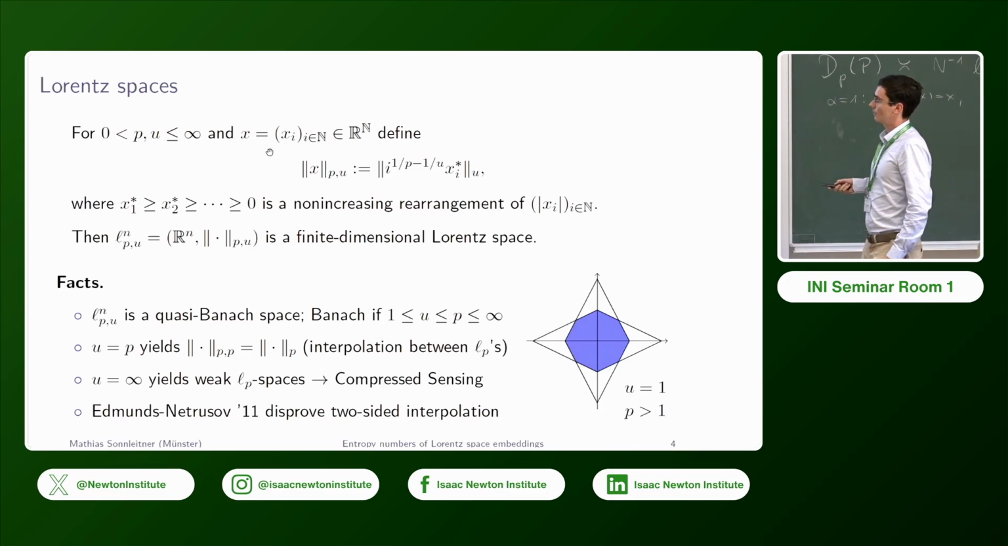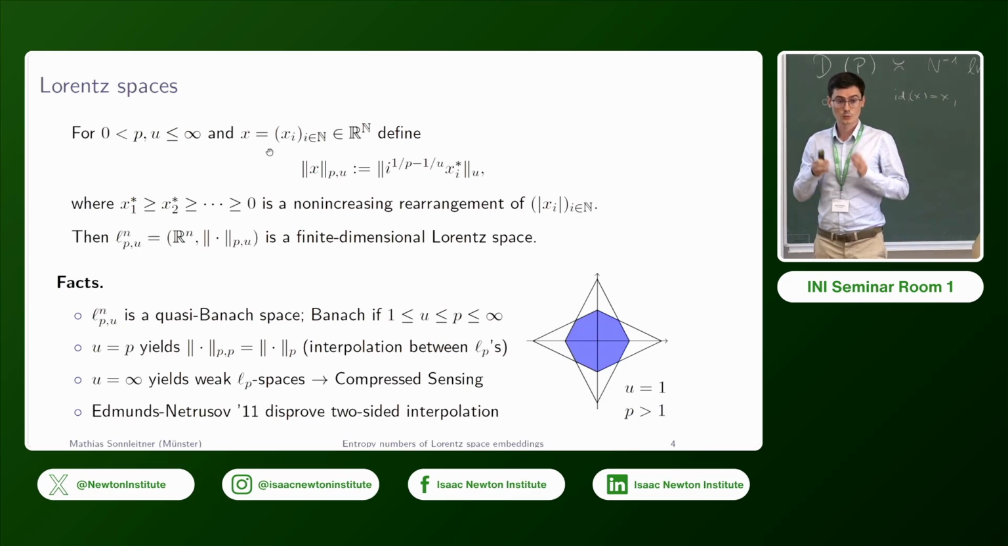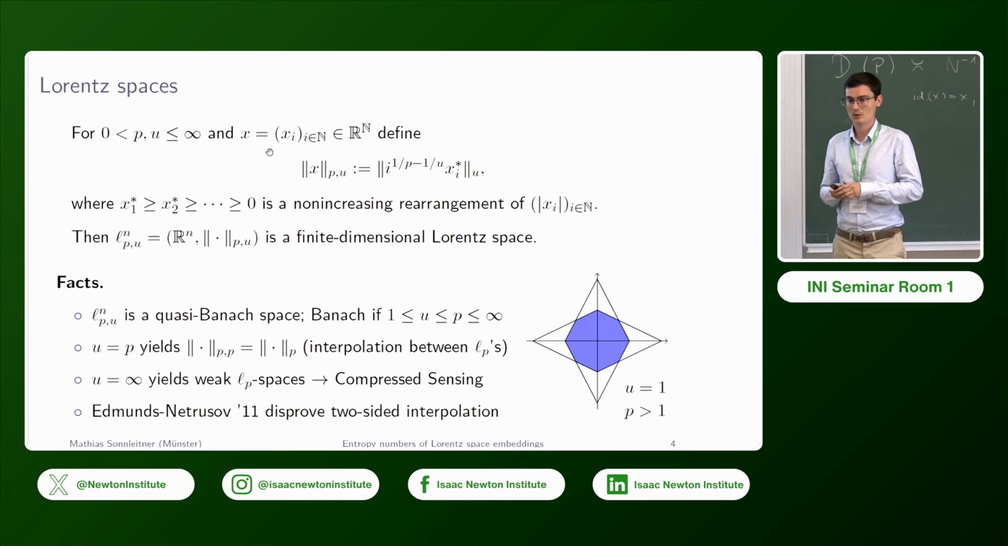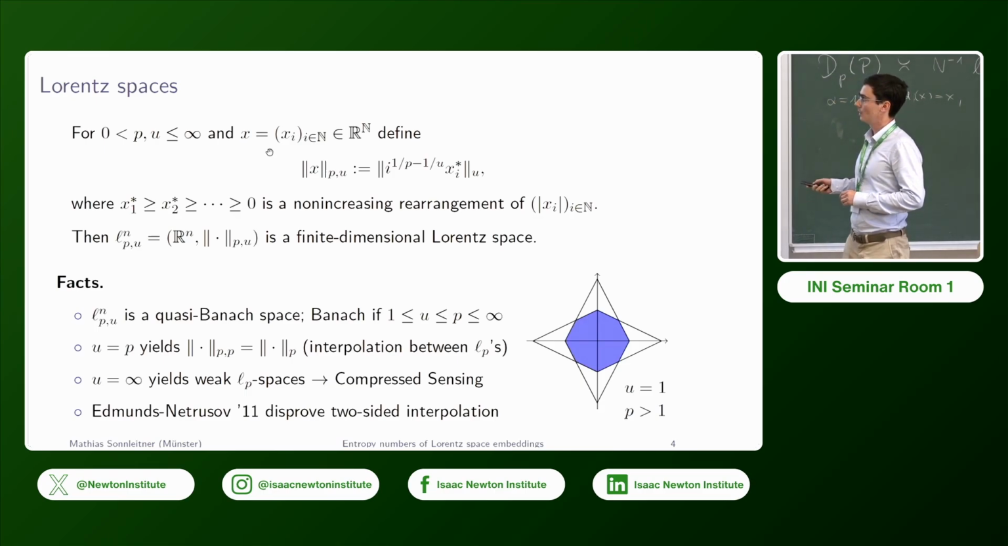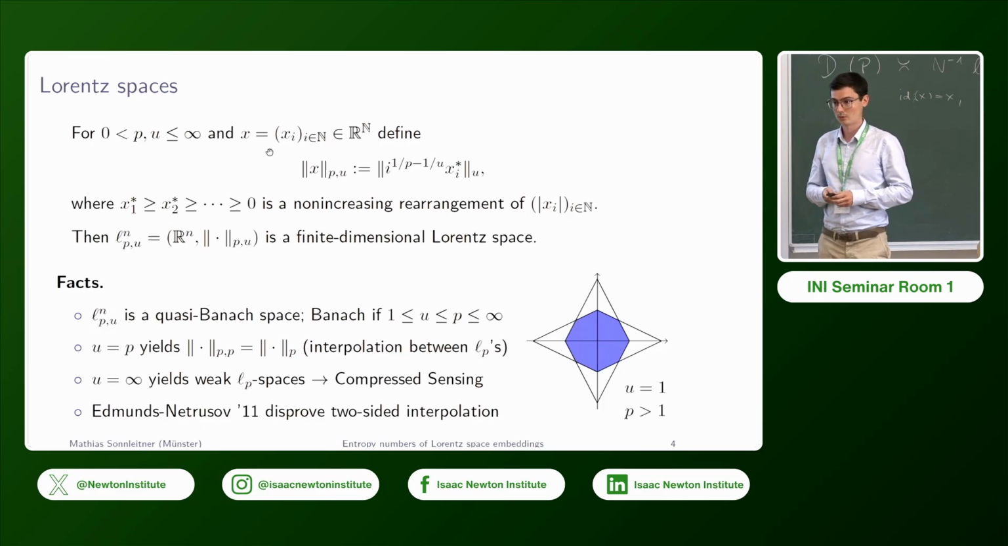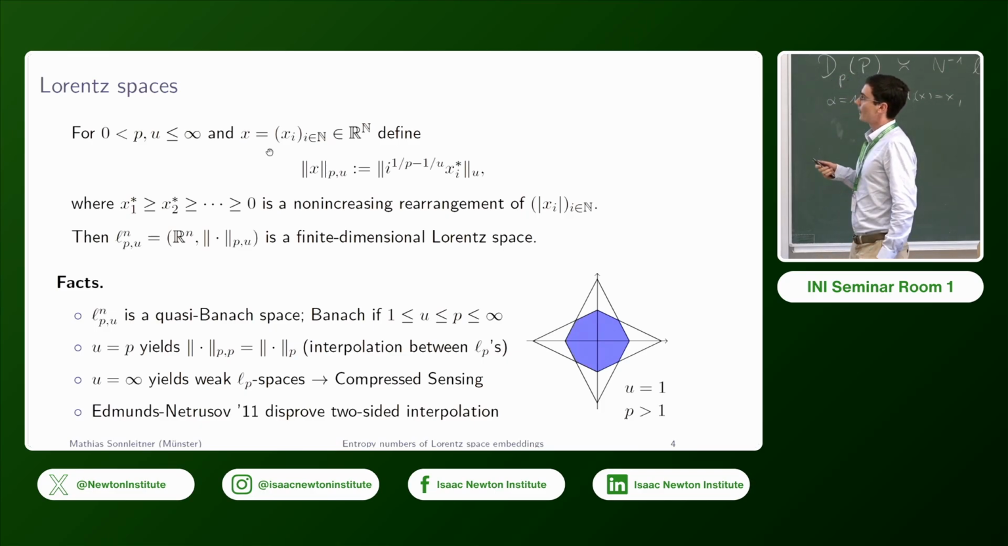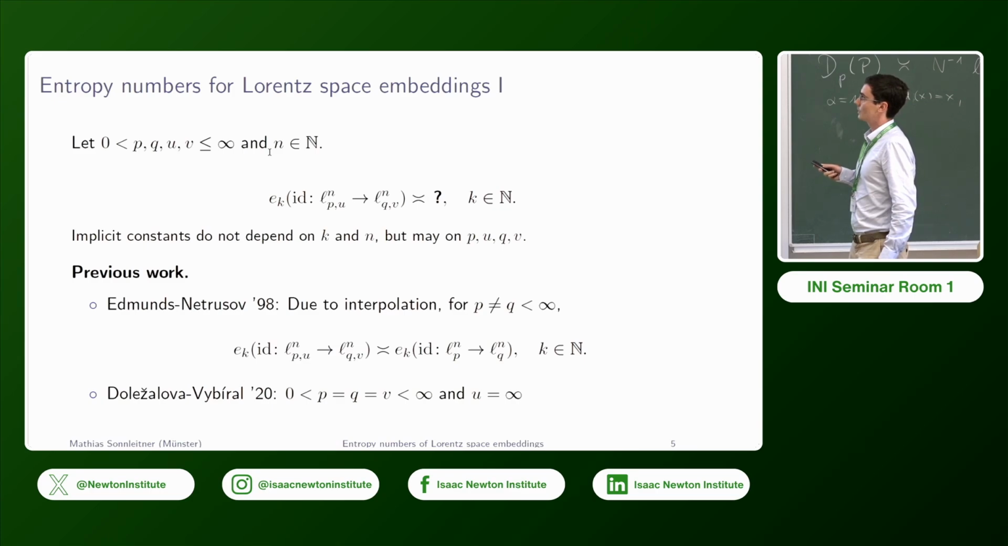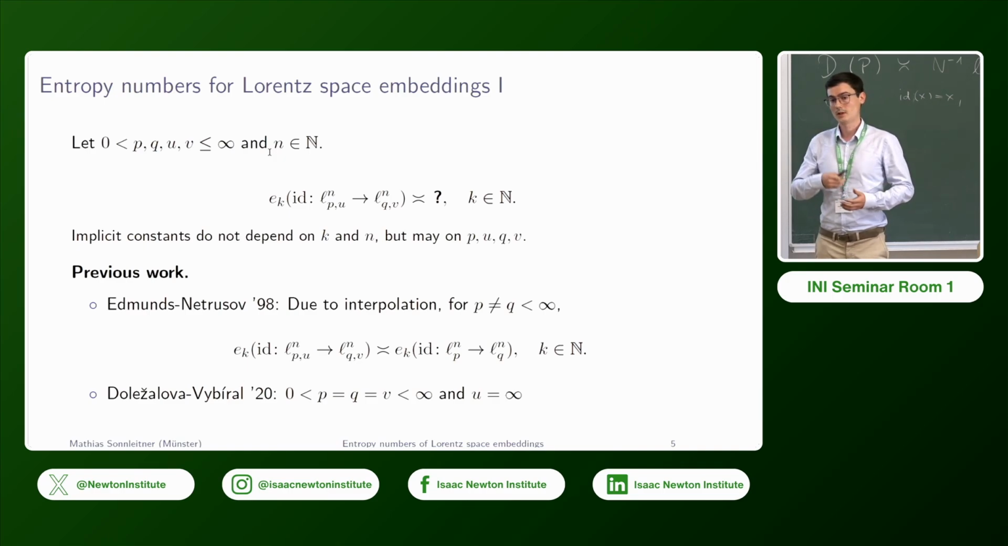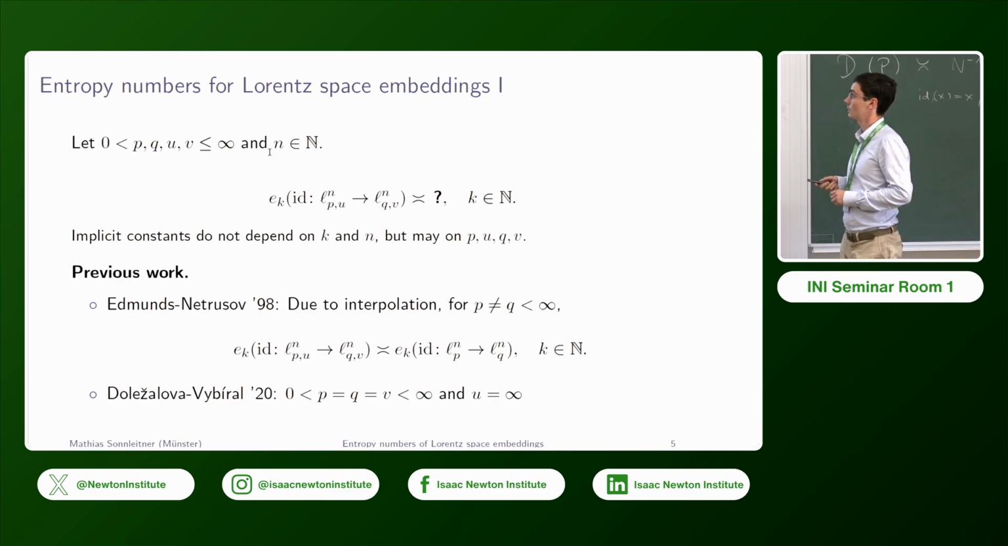In fact, Lorentz spaces were also used by Edmunds and Netrusov in 2011 to disprove a two-sided interpolation conjecture on entropy numbers. So entropy numbers you can interpolate on the one side, x, or on the y, but not on both together. And Edmunds and Netrusov looked at diagonal operators between Lorentz spaces to show this result. So what do we want to look at here? We consider now two different n-dimensional Lorentz spaces with parameters p, q, u, and v, and we want to investigate the behavior of the entropy numbers, up to constants which may depend on these four parameters.